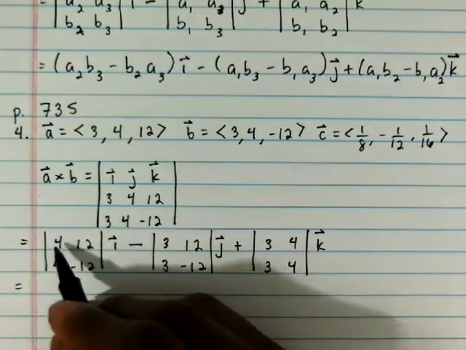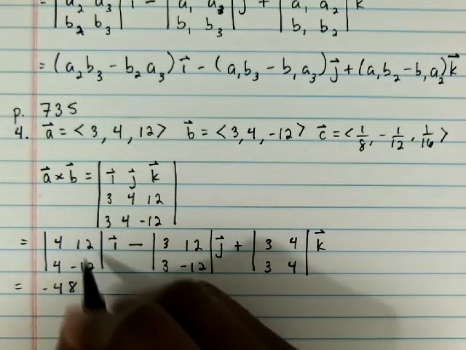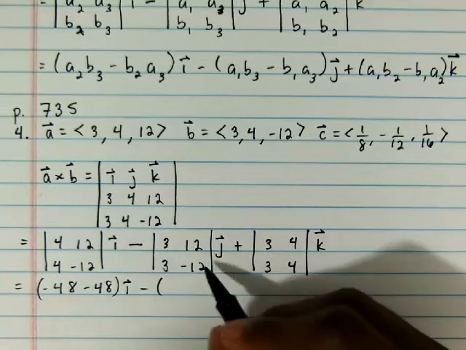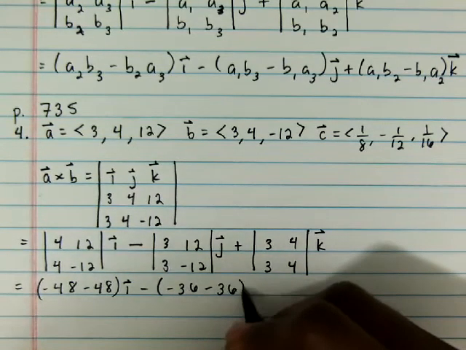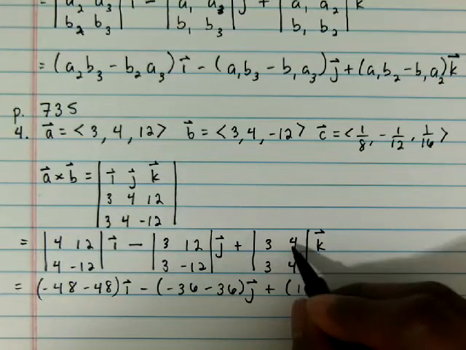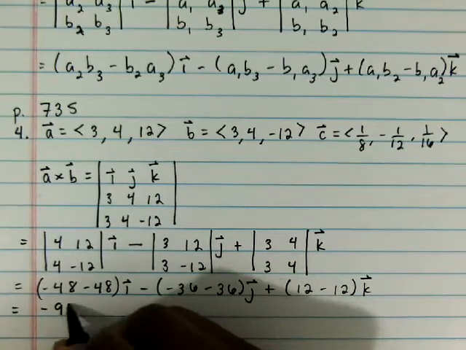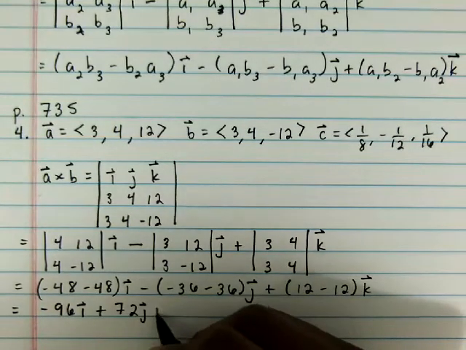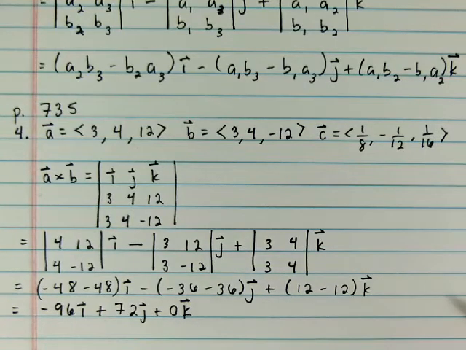And now simplify this. So 4 times negative 12 gives us negative 48. Then minus 4 times 12 gives us negative 48 again, times I. Then minus, open parentheses, 3 times negative 12 gives us negative 36. And then minus 3 times 12, which also gives us negative 36. The J. And plus, open parentheses, 3 times 4 gives us 12, minus 3 times 4, which gives us 12 again. And we have our K. So now we have the vector negative 96I and then plus 72J and plus 0K. If you want to, you could leave off the K component since we just have 0 of those. So that's our cross product. That's how we would do that.